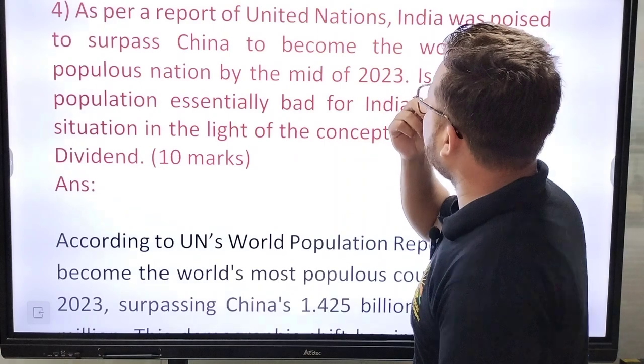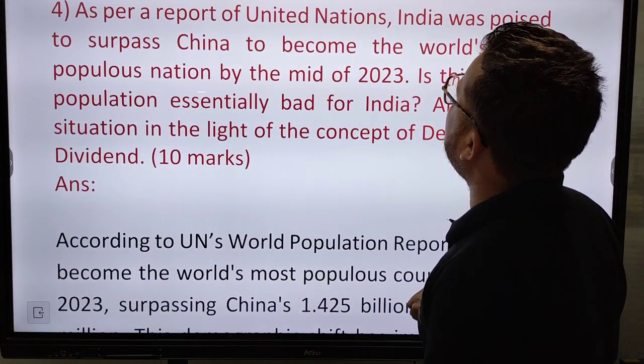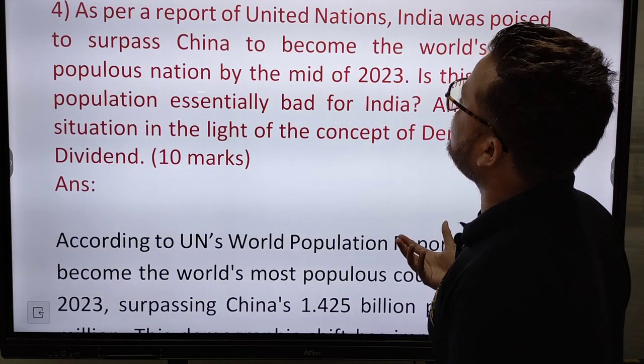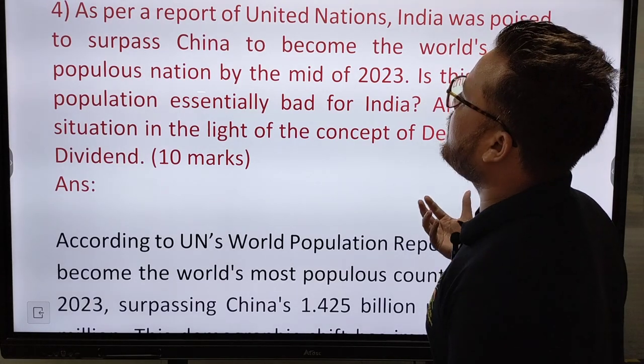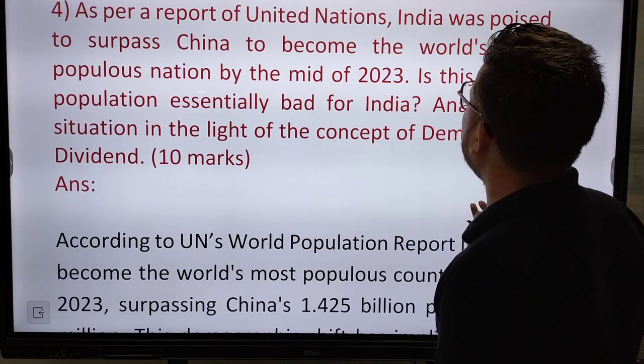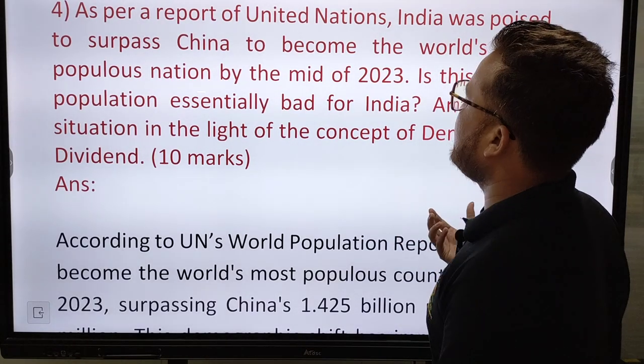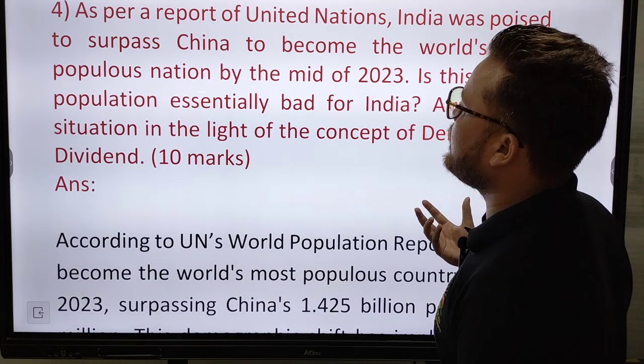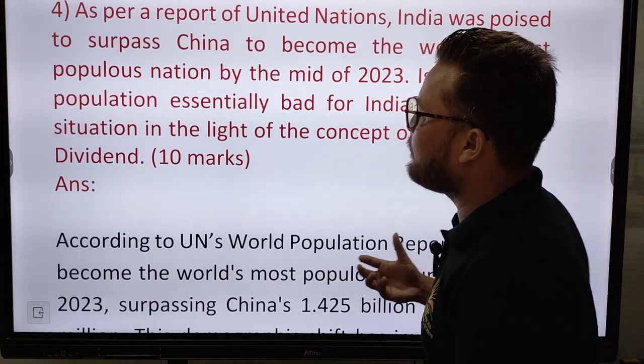Now, let's come to this question. As per a report of the United Nations, India was poised to surpass China to become the world's most populous nation by the mid of 2023. Is this surplus population essentially bad for India? Analyze the situation in the light of the concept of demographic dividend.